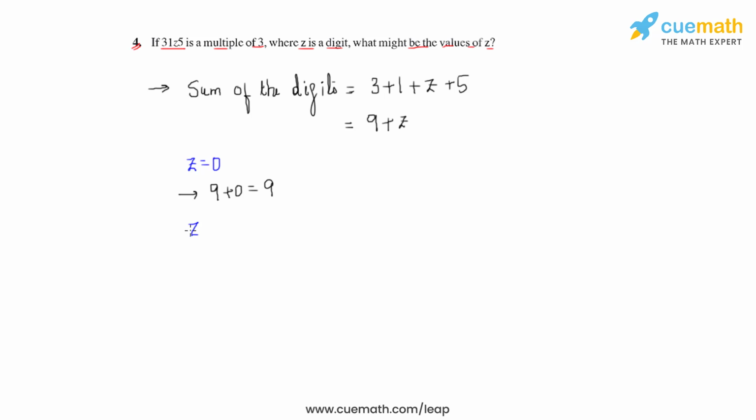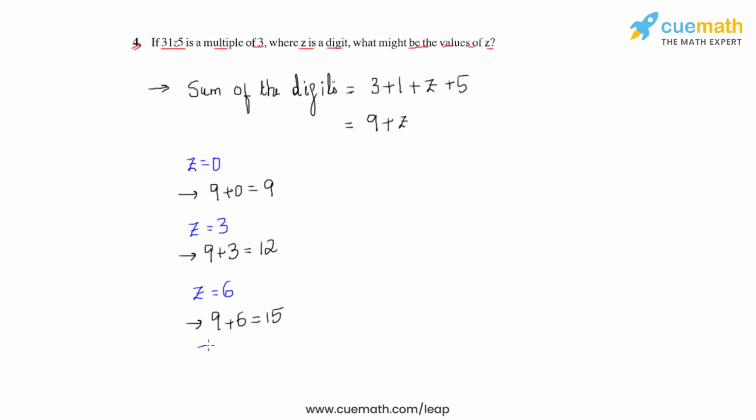Now the next value of z which we are going to consider will have to be 3, because then the sum would be 9 plus 3, that is equal to 12. We see that 12 is again divisible by 3. So then the value of z which we have taken is justified. The next value of z would be 6, for which the sum would become 9 plus 6 equals 15, which is again divisible by 3. Hence z equals 6 is also one of the values of z.